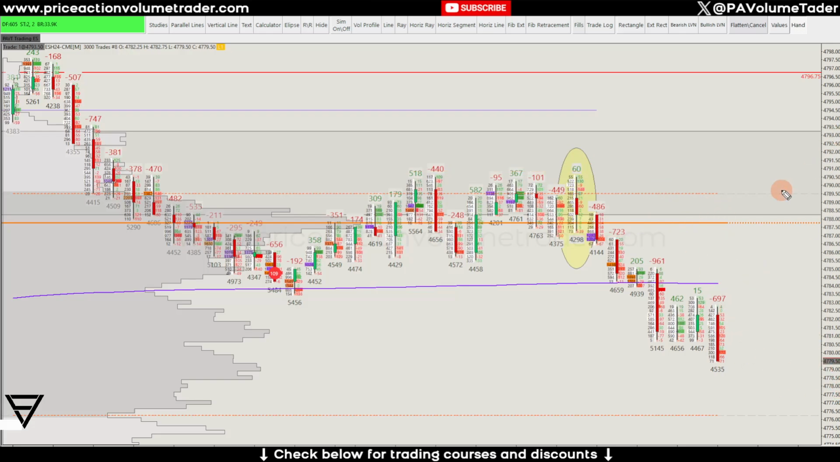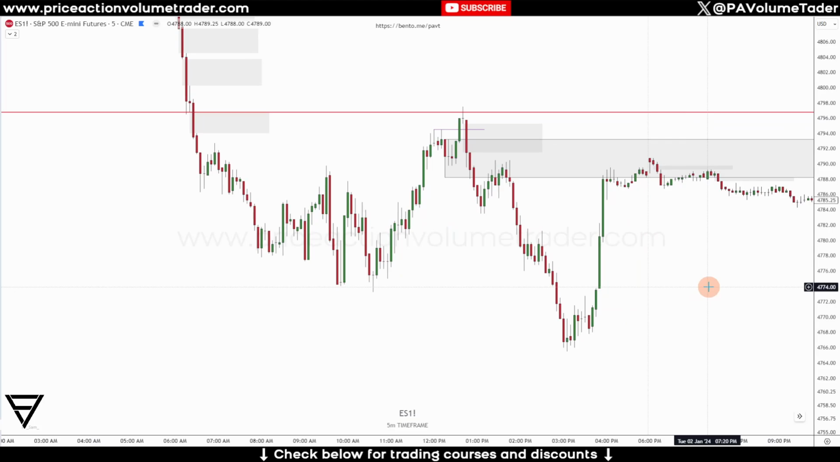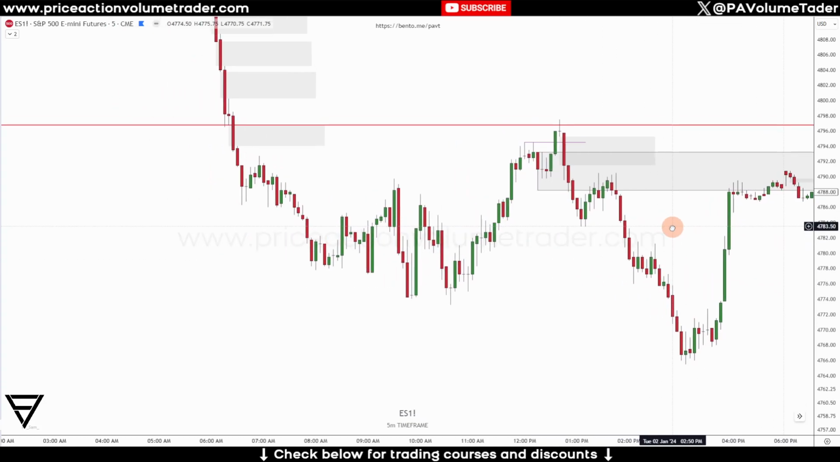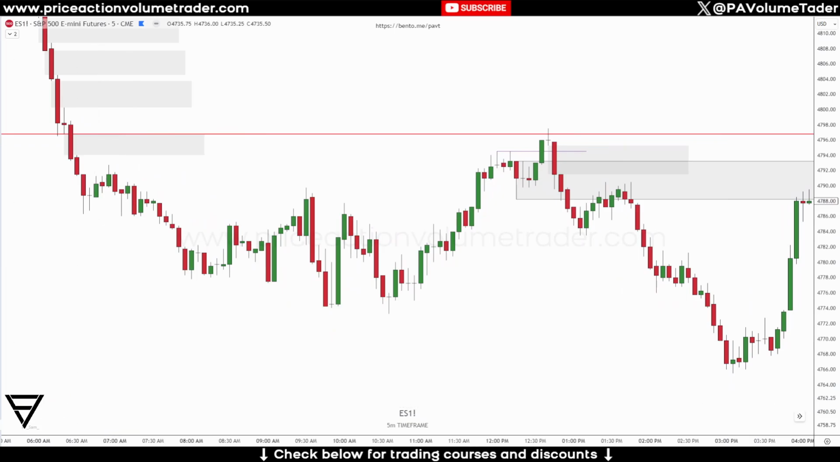Okay, so that's pretty much it for the video. You can see how this is two ways of combining price action trading with volume profile and order flow trading in order to get better, more precise entries and more confirmation in your trades.